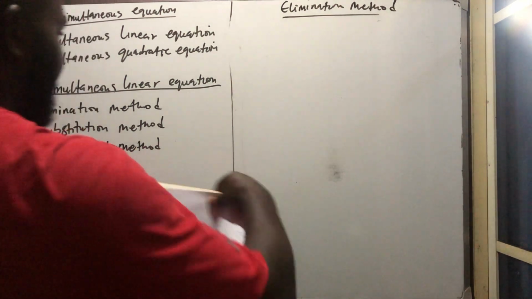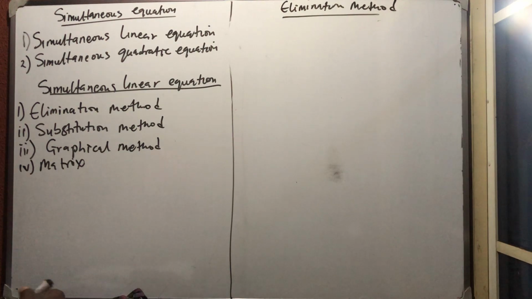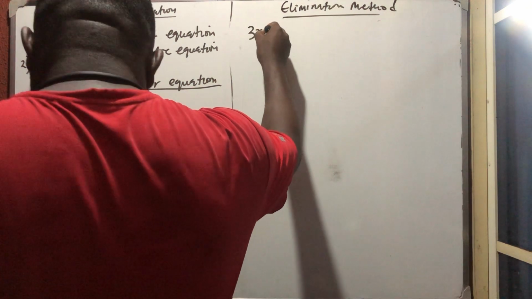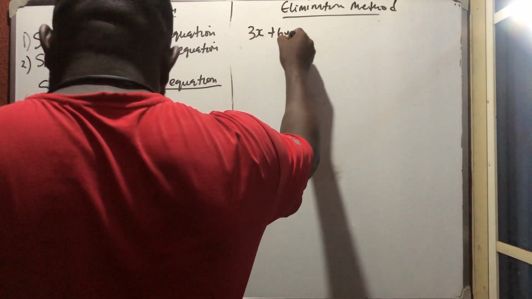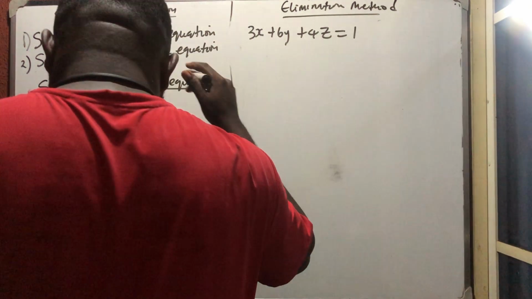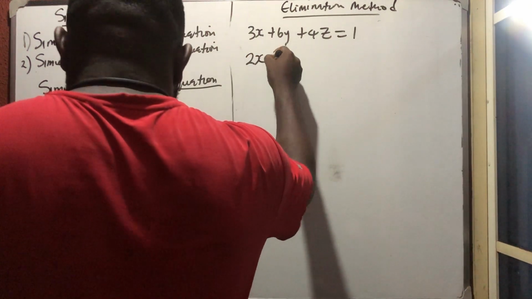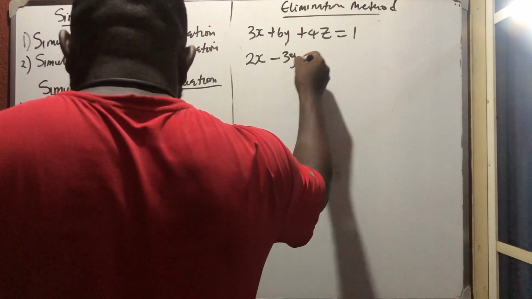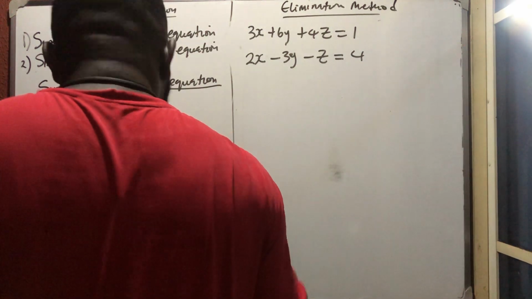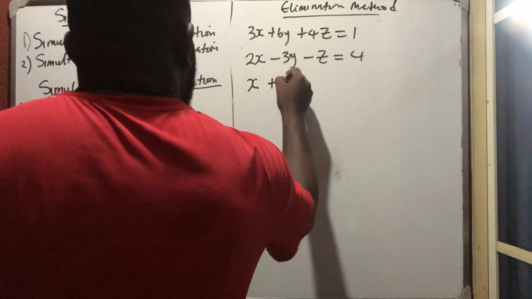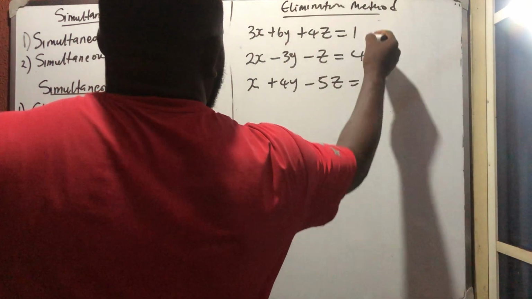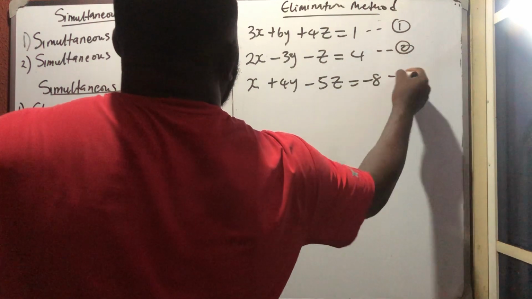Okay, let us talk about equations that have 3 equations and 3 unknowns. So I have that 3x plus 6y plus 4z is equal to 1, and 2x minus 3y minus z is equal to 4, and then again x plus 4y minus 5z is equal to minus 8. Equation 1, equation 2, equation 3.